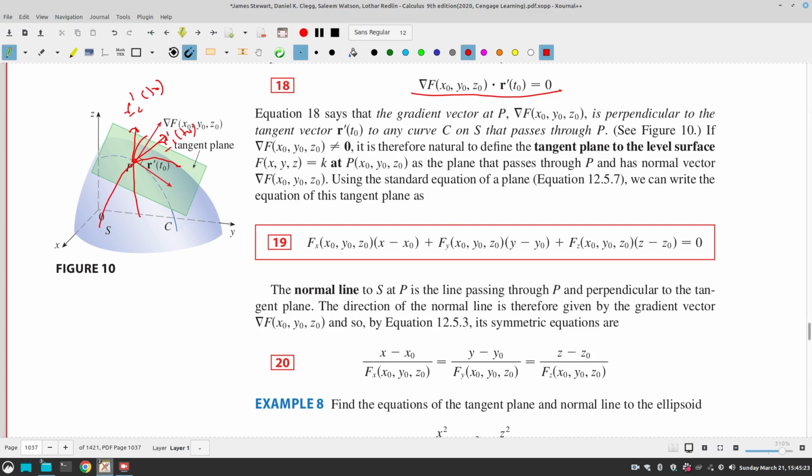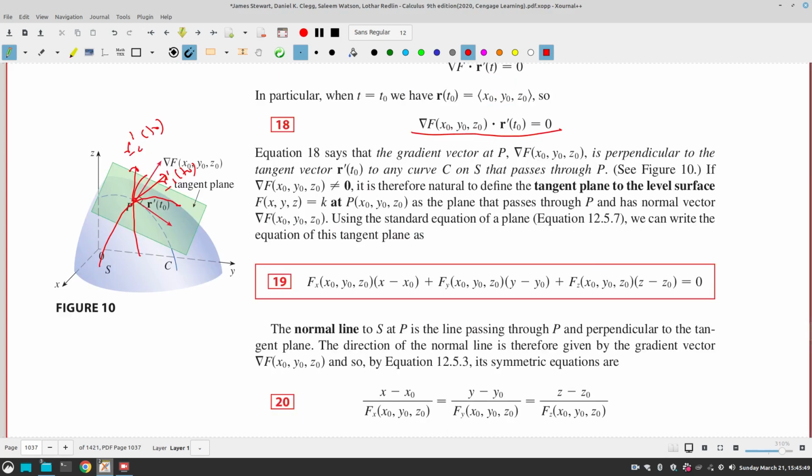So what does that tell me? That tells me that the gradient vector is perpendicular to all the tangent vectors, and hence the tangent vectors form a single plane. The tangent vectors to all the curves passing through a point form a plane, a tangent plane.